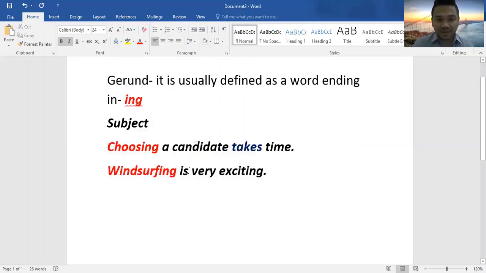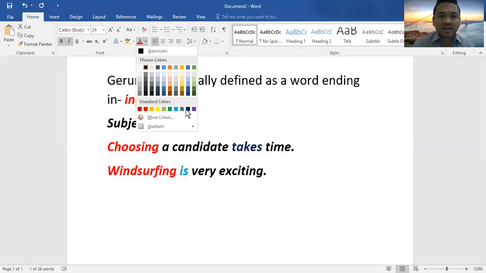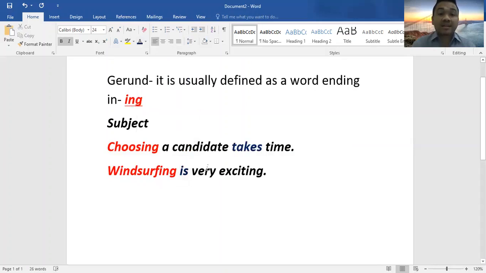Now, I'm going to tell you something important. How can we know that a gerund is the subject of a sentence? How can we identify it? Take note: we could say that the gerund serves as the subject of a sentence if the gerund comes first, before the verb.